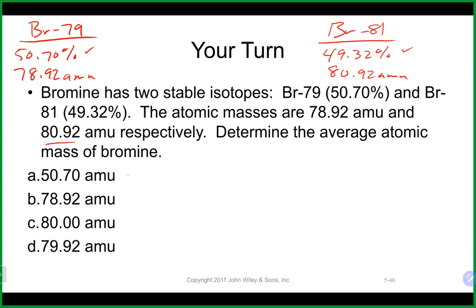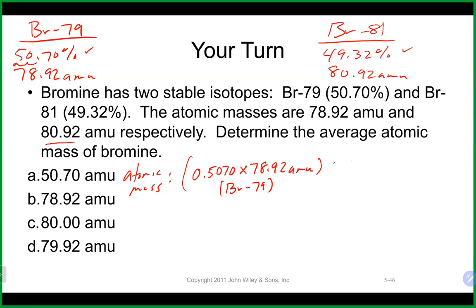So to calculate the atomic mass here, again, we need to convert our percentages into decimals. You can move the decimal place 2 places to the left or divide it by 100. That gives you 0.507 times 78.92 AMU. That's basically our bromine 79 isotope.